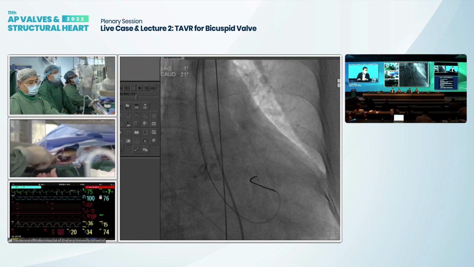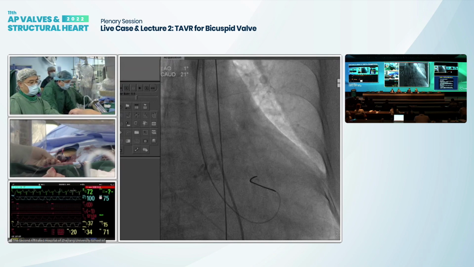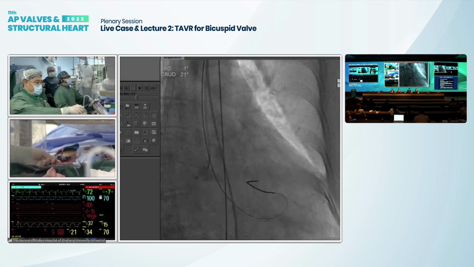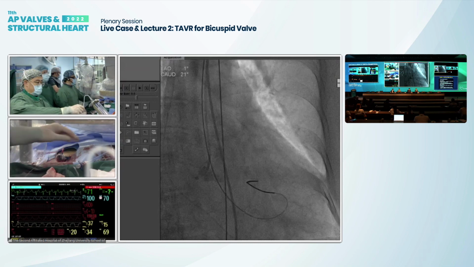The AV conduction comes back. Okay. And blood pressure is okay. 120 over 30. Yeah, that's stable. Diastole is a little low, but the systolic is okay.